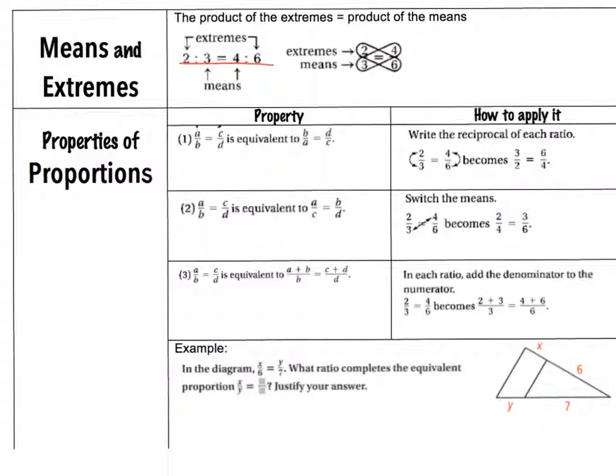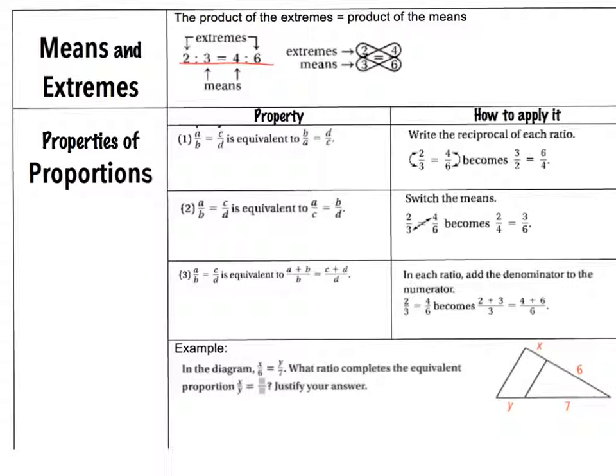Now I just want to review some different ways of setting up proportions and how it can help us solve different types of problems. So first we have A over B is equal to C over D, right? That's equivalent to saying that B over A is equal to D over C. So basically we just did the reciprocal of each of these comparisons. So let's just see how that looks.